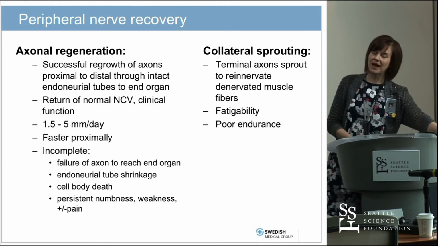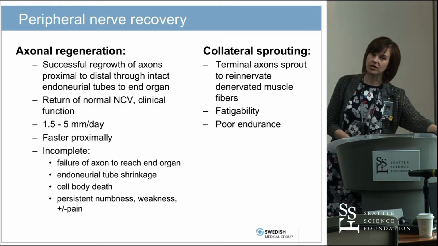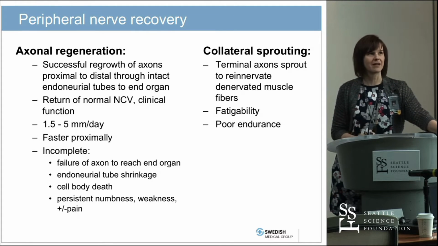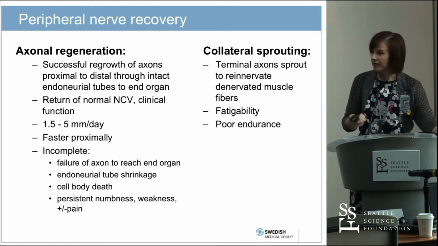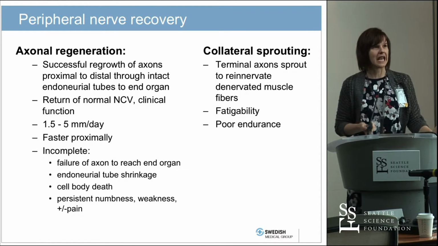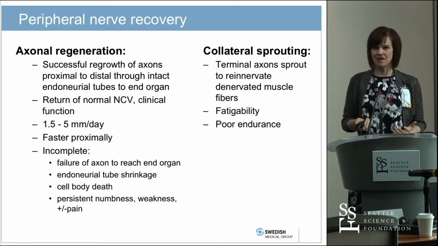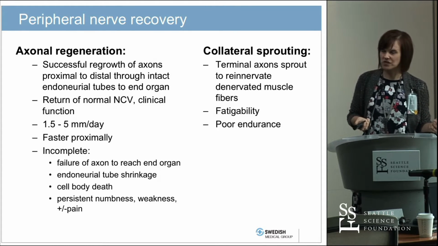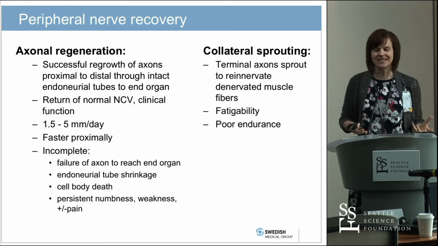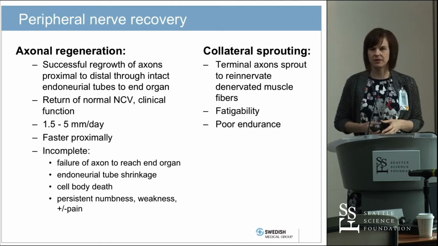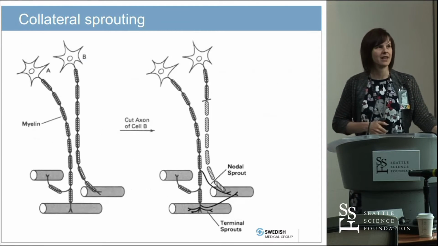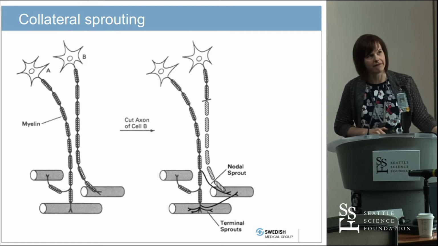The less ideal pattern for recovery is collateral sprouting, which often is going on simultaneously with axonal regeneration. And collateral sprouting involves just sprouting of the terminal axons to reinnervate the end organ. The problem with this is that it's like plugging too many devices into an outlet. And so you get overtaxing of that motor unit as a whole, and it results in poor motor endurance and fatigability, even lifelong after they've recovered those segments. So here's a lovely depiction of collateral sprouting.